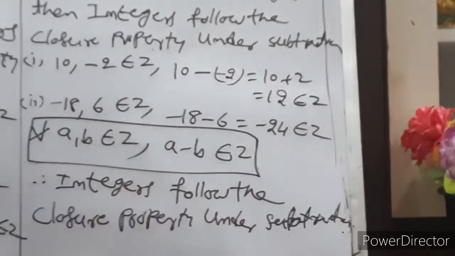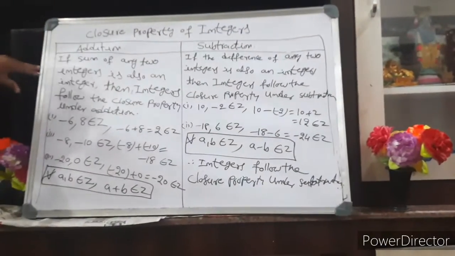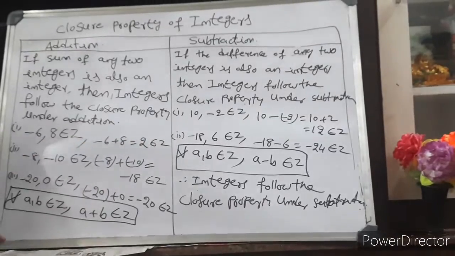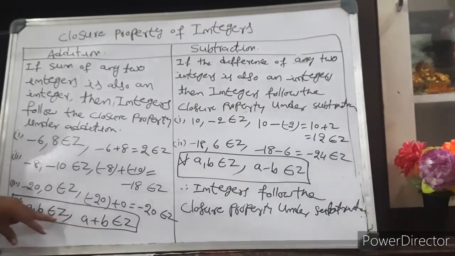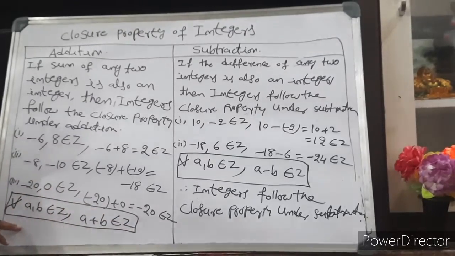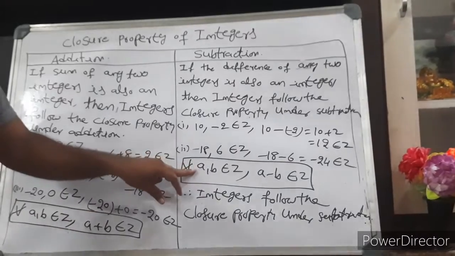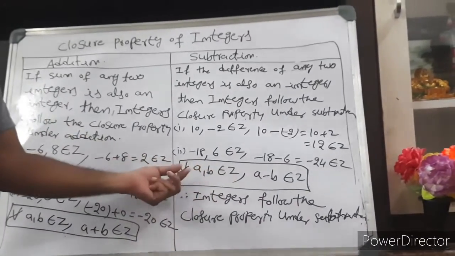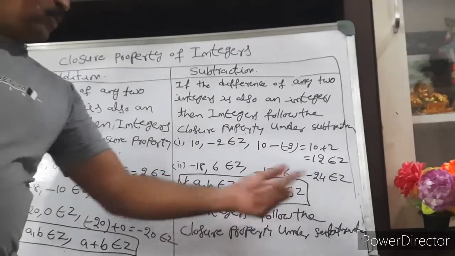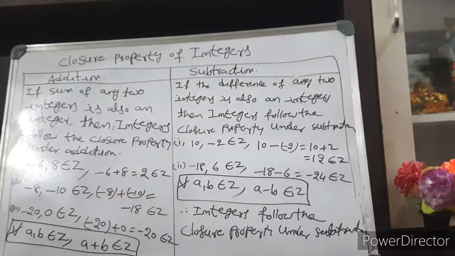Now, in addition, you take any two integers, their sum is also an integer. So that means for all a, b belongs to Z, a plus b also belongs to Z. That means integers follow the closure property under addition. Here for all a, b belongs to Z, a minus b is also an integer. So integers follow the closure property under subtraction.